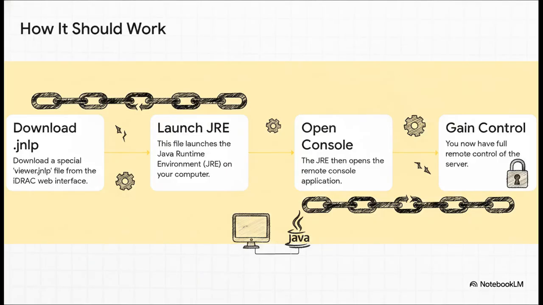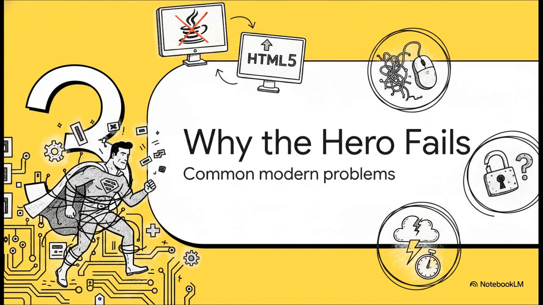Now, the way it was supposed to work was this neat little chain reaction. You'd download this special file with a .jnlp extension. Your computer was supposed to know, hey, this is a Java thing, and hand it off to your Java installation. Java would then fire up and connect you to the server. Simple, right? But here's the catch. If any single link in that chain breaks, the whole thing just falls apart. And that, right there, is the heart of our mystery today. This old hero, our Java console, really struggles in the modern tech world. So let's dig in and look at the 3 most common reasons this whole process grinds to a halt.